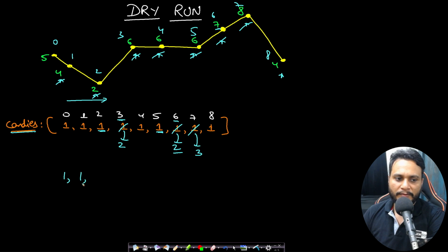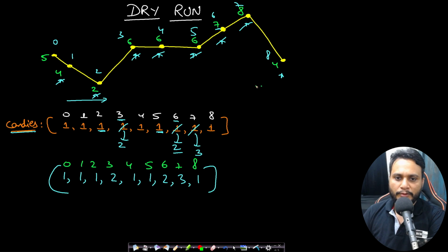So finally you have 1, 1, 1, 2, 1, 1, 2, 3, 1. Okay, so this is the count that you get after one parsing. Now we have to do parsing from right hand side. Let's do that. So in this case, I will be starting with the last index and check I minus 1th rating with the ith rating. 8 is larger than 4.